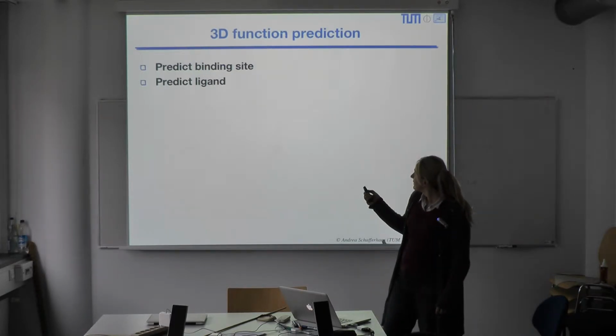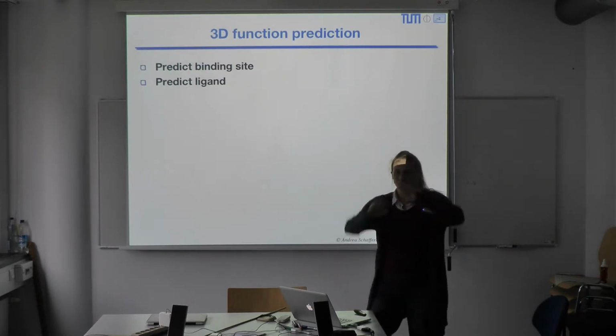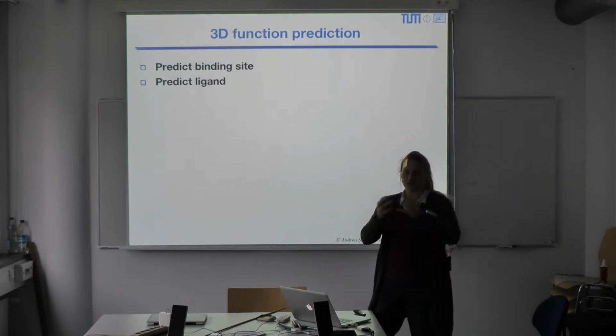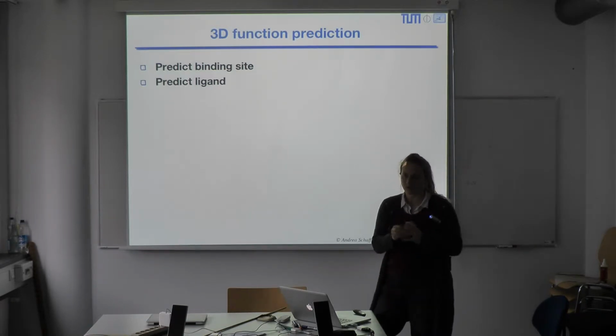Okay, so what can we do in 3D function prediction? Well, one thing is, if we have a 3D structure, we can try to find out where in this whole thing is the binding site. This is not always known. And we can predict which kind of ligand can bind to that.